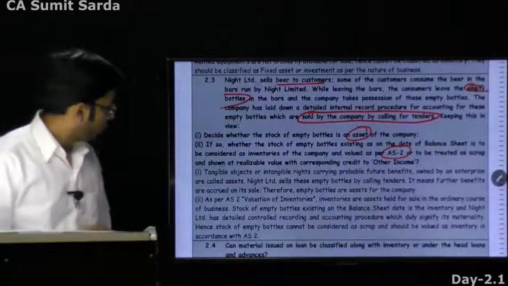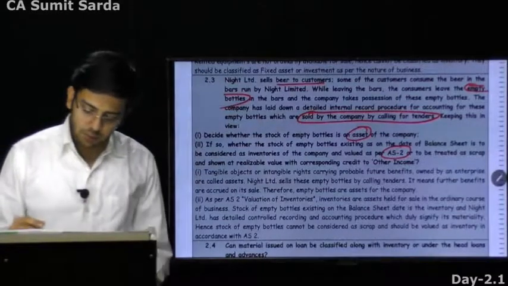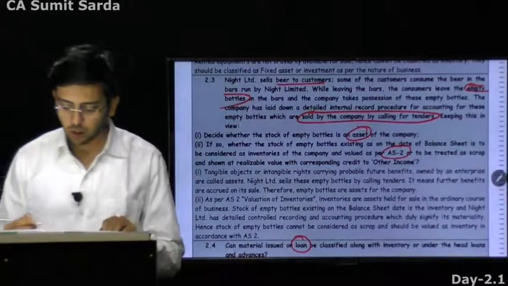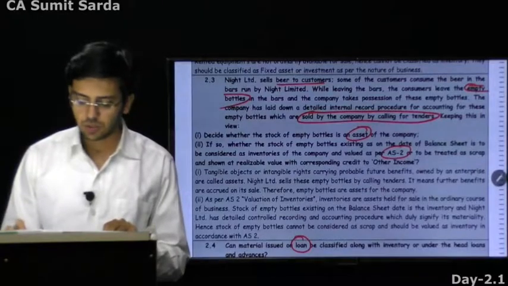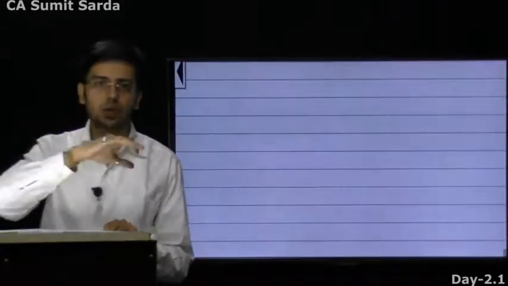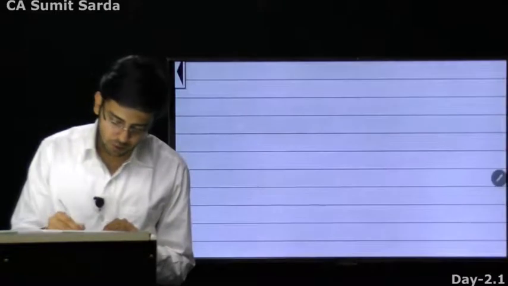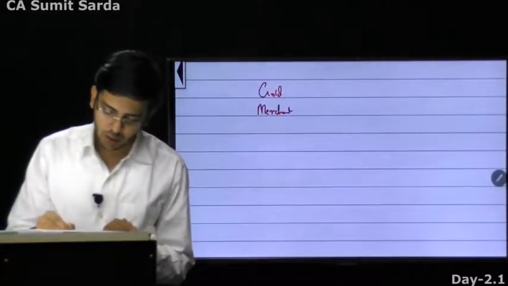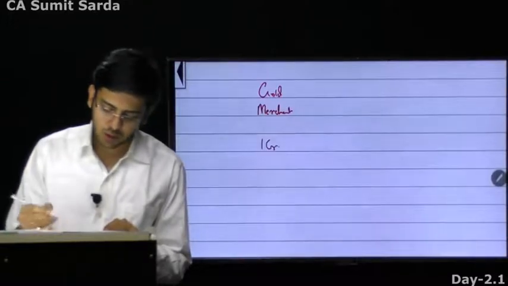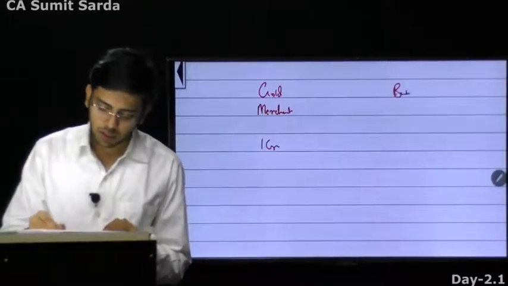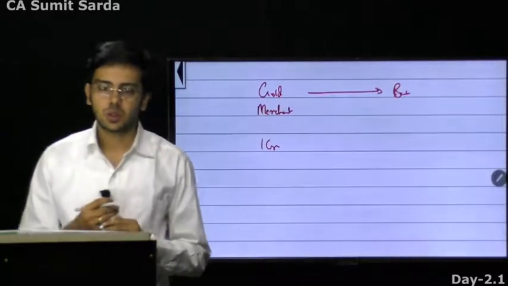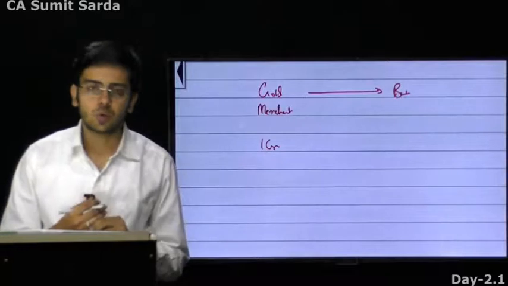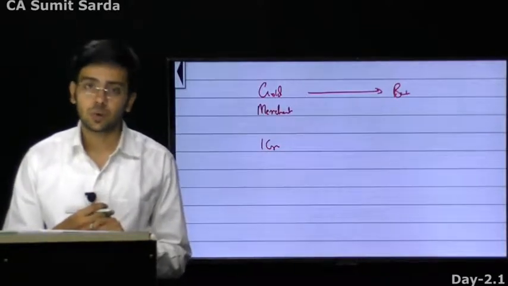So we'll look at the next question, 2.4. Can material issued on loan be classified along with inventory under the head loans and advances? First, try to interpret and understand the question. Suppose I am a gold merchant and I need 1 crore rupees. I go to the bank and tell them to please provide me with 1 crore rupees. The bank says we don't trust you. What if we give you 1 crore rupees and you run away, what are we going to do?